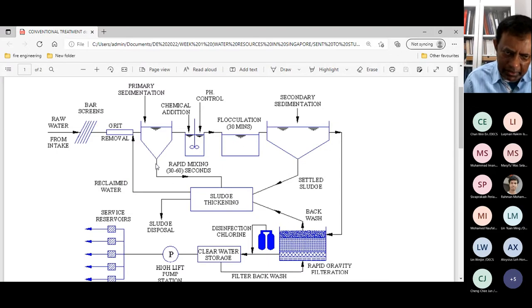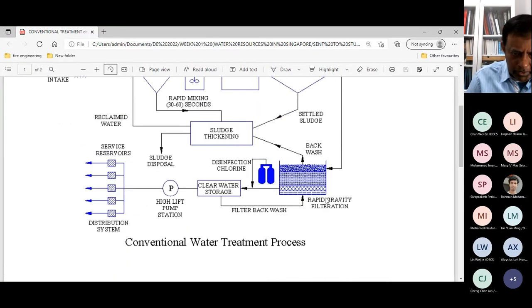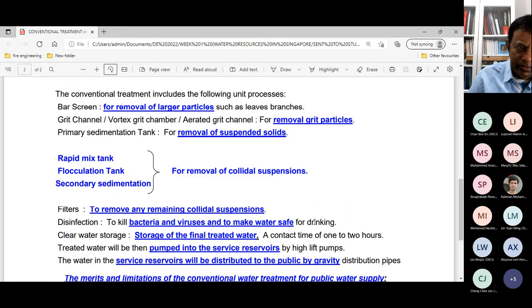Okay, so this diagram gives you the details, but I have now explained what these arrows indicate. Arrows are indicating the collection of the solid materials which are in the form of sludge and also backwash water. Okay, so just take note of that. And then you can also explain. The explanations are given here.